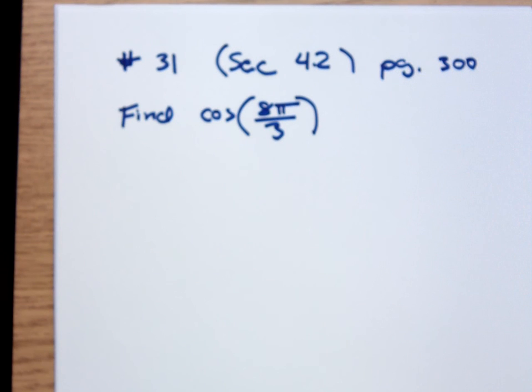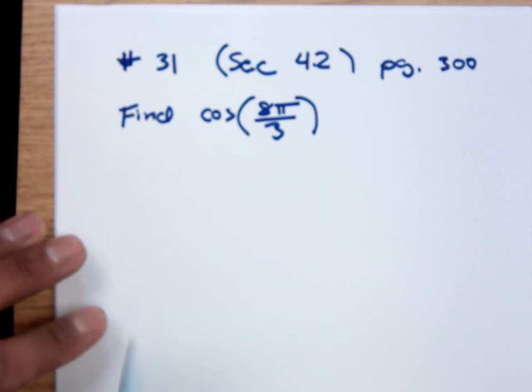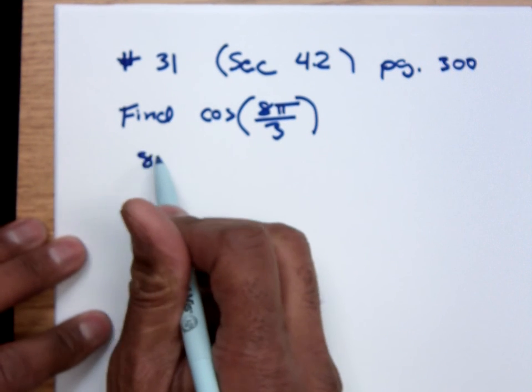This problem from the book is number 31 on page 300. And we're going to use a coterminal angle to find the cosine of 8 pi over 3. So let's remember that 8 pi over 3 is not on your unit circle. Let's find an angle that is. And we're going to do that by repeatedly subtracting 2 pi. That make sense? Okay.